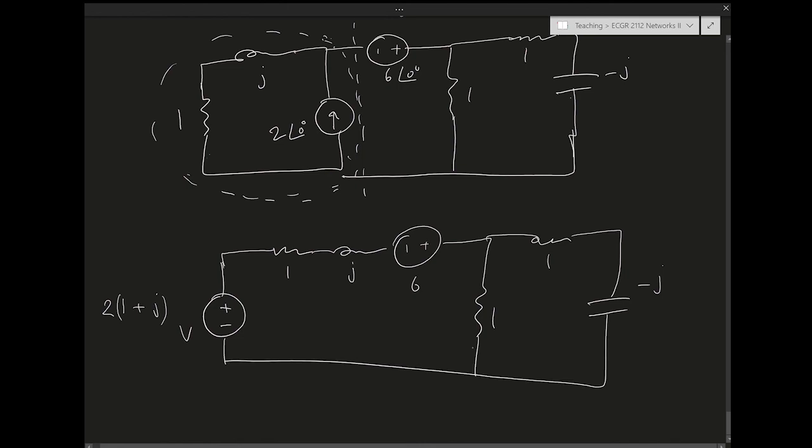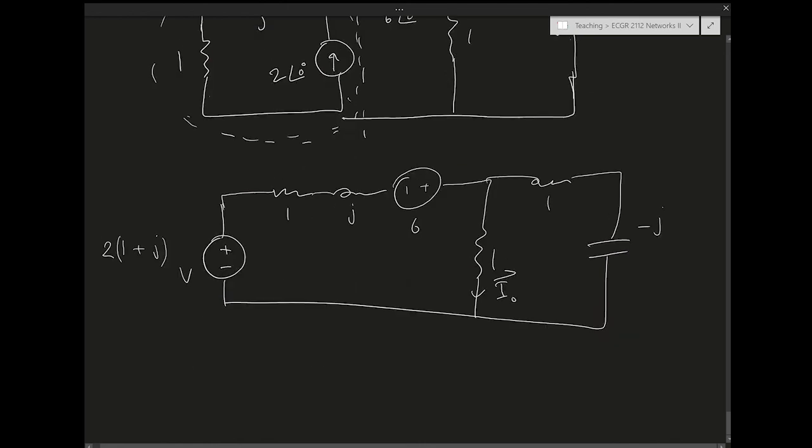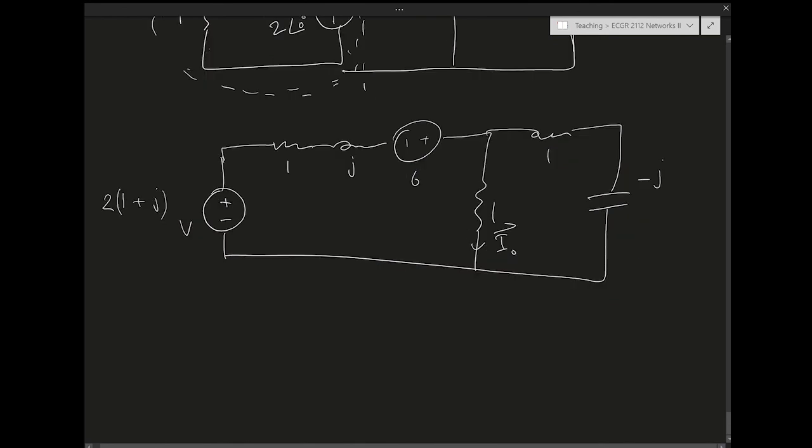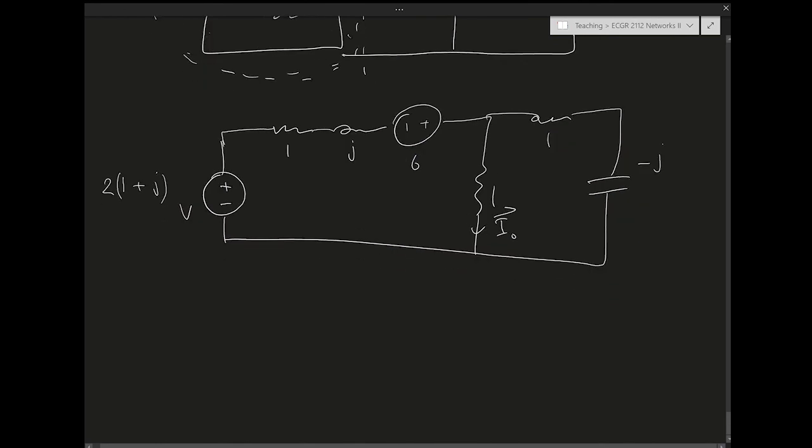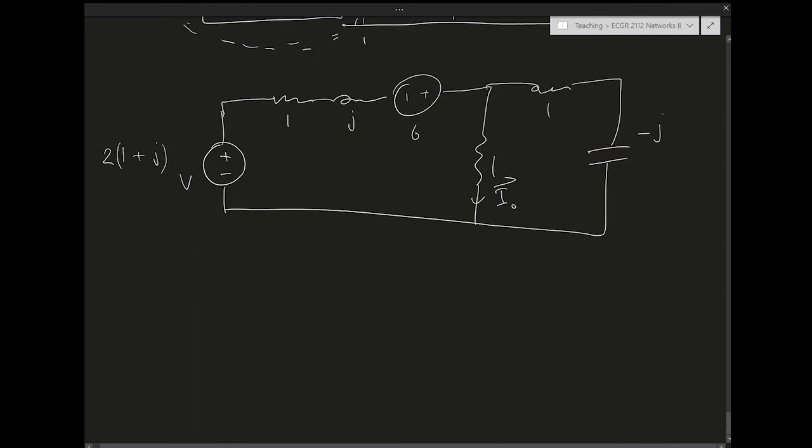Now I'm still trying to find I0. Now I can sum up those two voltage sources. So what I can do is say, let me sum up those two. So I end up with 6 plus 2 times 1 plus j volts. Right? So I just summed up this voltage source.